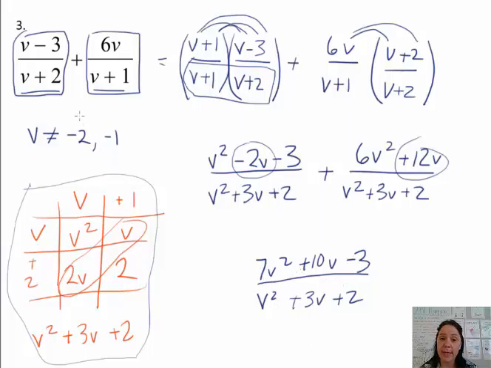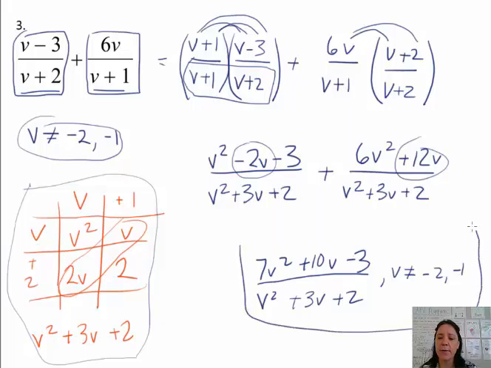So don't forget your variable restrictions here. V is not equal to -2 or -1 because we can never have division by 0. And that completes example 3. This video is getting long, so we'll take the fourth example to another video.